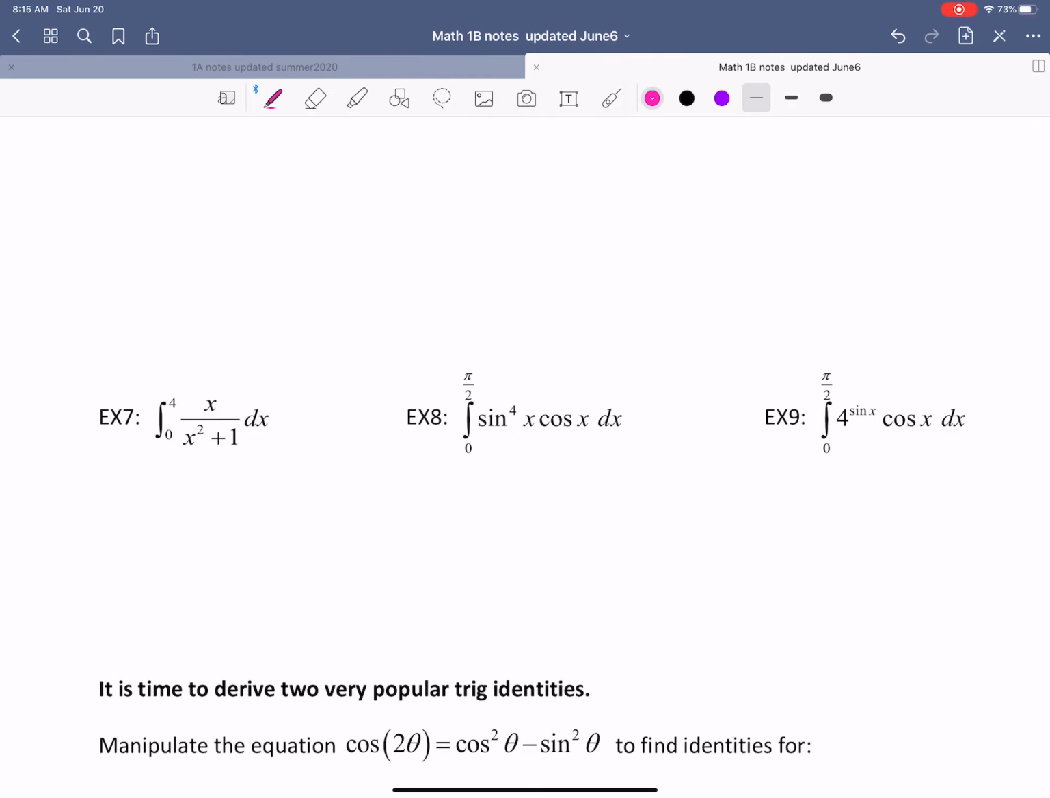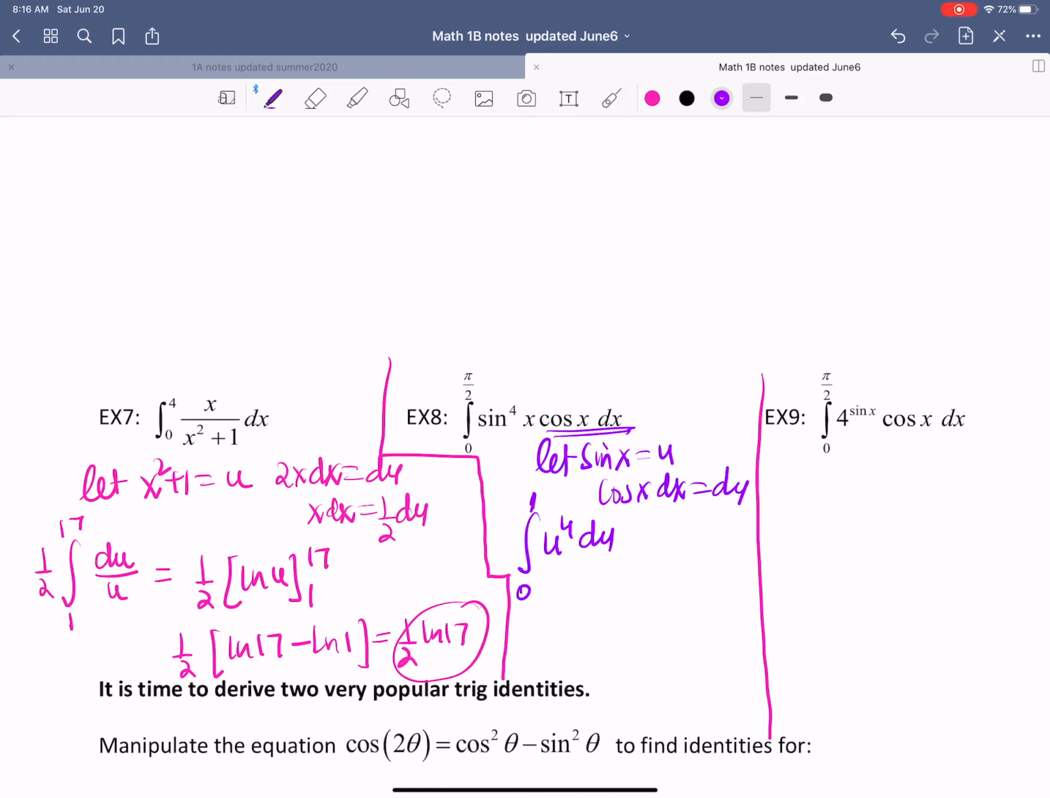In this one, I can let the sine x be u, cos x dx would be du. So this entire thing would be du, sine x is u, so I have u to the 4th du. When x is 0, sine of 0 is 0. When x is pi over 2, sine of pi over 2 is 1. So this becomes u to the 5th over 5. The bounds are from 0 to 1.